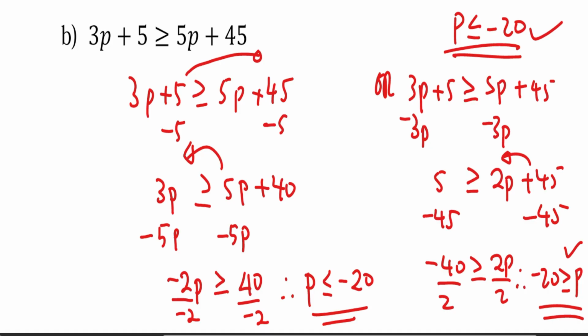If you're dividing by a negative number on both sides, the inequality changes. But remember, if it's equal, it should stay equal. Just the inequality sign changes to this. So yeah, let's go to the other questions.